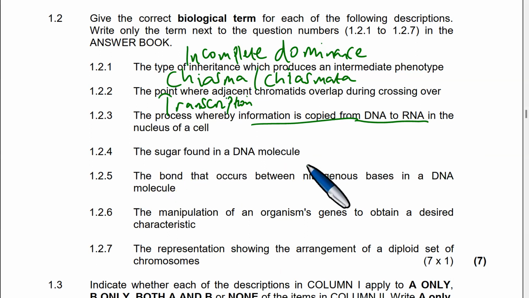What is the kind of sugar that is found in a DNA molecule? What do you call the sugar? The sugar is called deoxyribose.